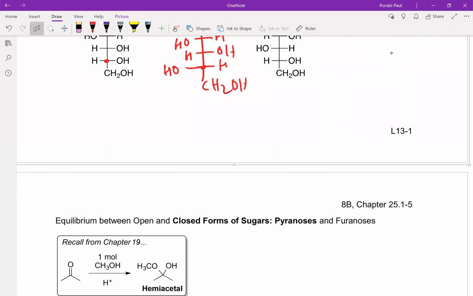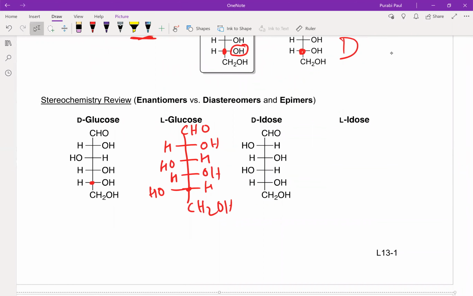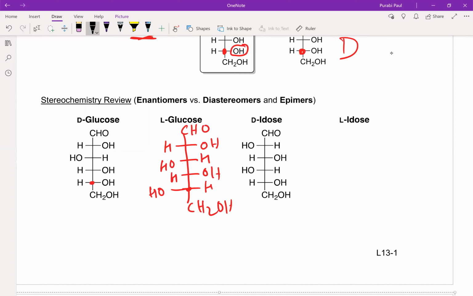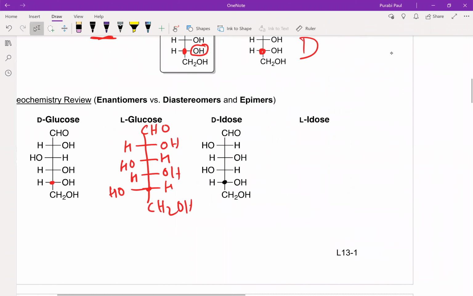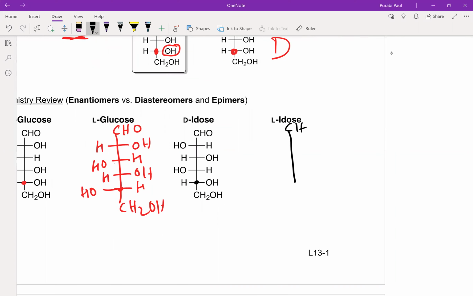Same with the L-aldose, okay? All right, this is again the penultimate carbon. That's what's giving it the D configuration. So if I want to draw the L configuration, all I have to do is draw that penultimate carbon, but with an opposite configuration. All right.